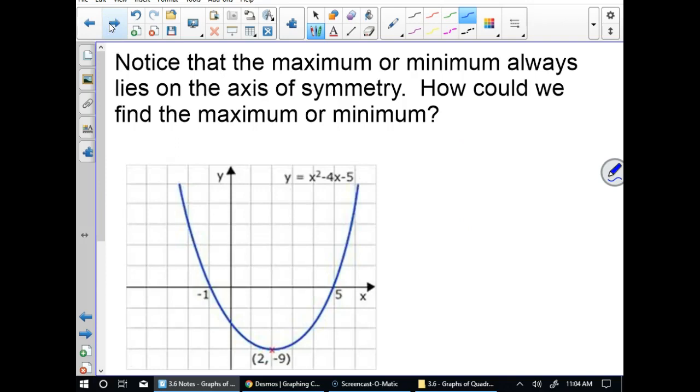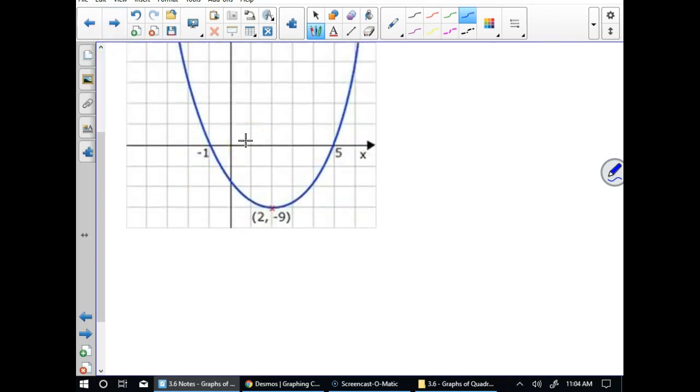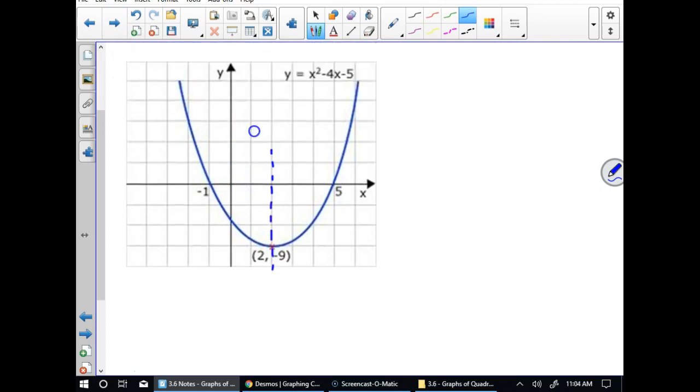If you'll notice, maximum or minimum always lies on the axis of symmetry. So, if I know that my axis of symmetry is 2, and I can find that either by finding the point halfway between the x-intercepts or by doing negative b over 2a. If I know where the axis of symmetry is, how do I find the y-coordinate? I know the x-coordinate has to be 2, because it's got to be on that axis of symmetry. How do I find the y-coordinate?